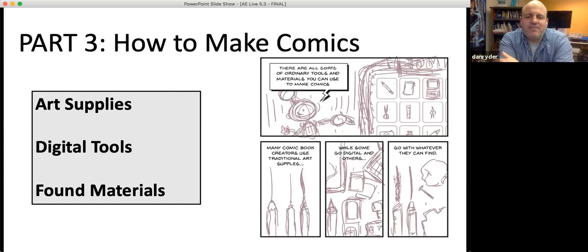And then you can always make things out of found materials, like those objects that I was using earlier. You can make comics out of old cardboard boxes, out of old wrapping. You can make them out of old newspapers. Anything that you find that you can draw on, you can make into a comic.